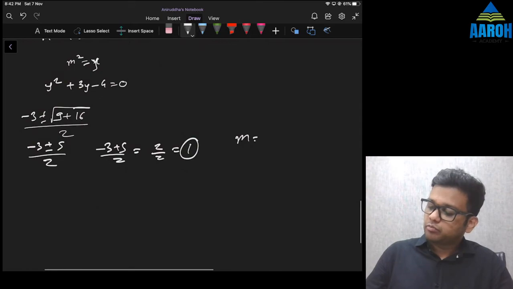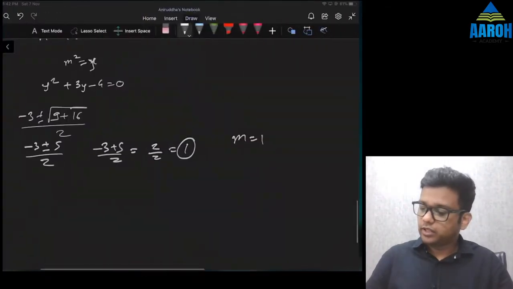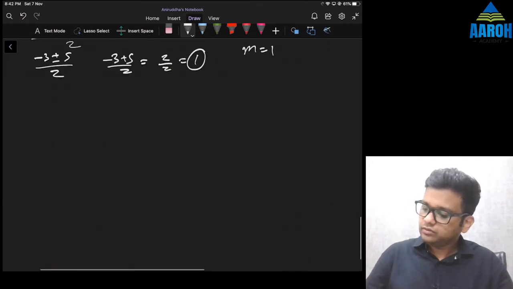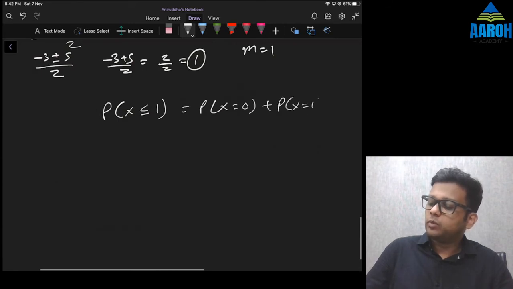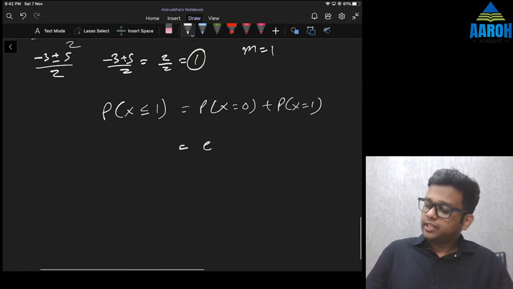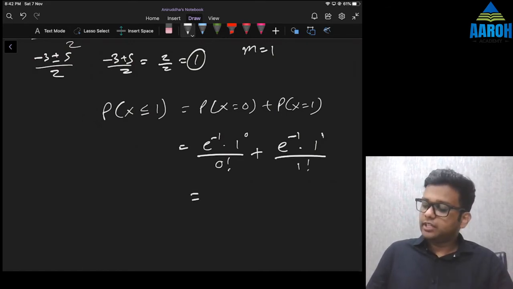So m is 1. Now we can easily find probability that x is less than or equal to 1. Probability that x is less than or equal to 1 means probability that x is either 0 or probability that x is 1. So that will be e raised to minus m into m raised to 0 upon 0 factorial plus e raised to minus m into m raised to 1 upon 1 factorial. So it is just e raised to minus 1 plus e raised to minus 1.